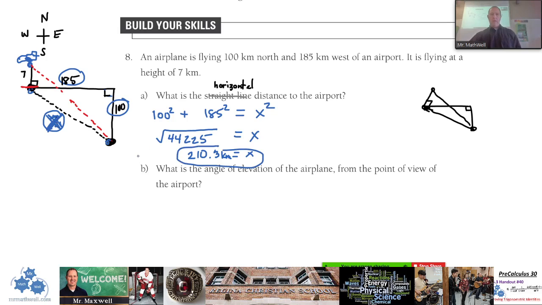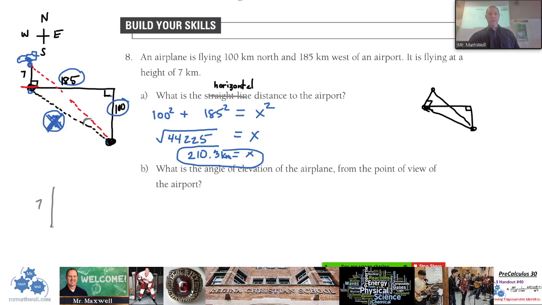Okay, part B says, what is the angle of elevation of the airplane? The angle of elevation of the airplane from the point of view of the airport. Here's where this gets a little bit tricky. On my original diagram, I'm looking at this angle right here between the red dotted line and the black dotted line. Let me draw this again.